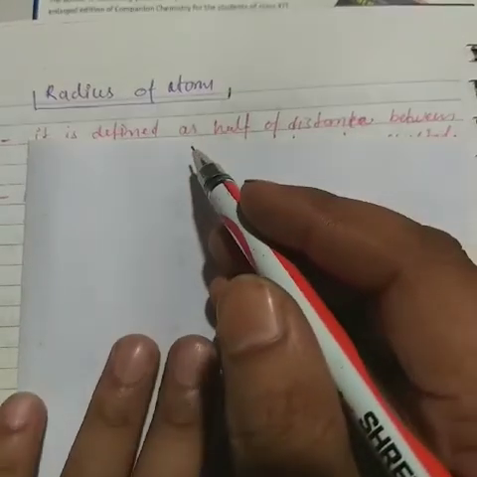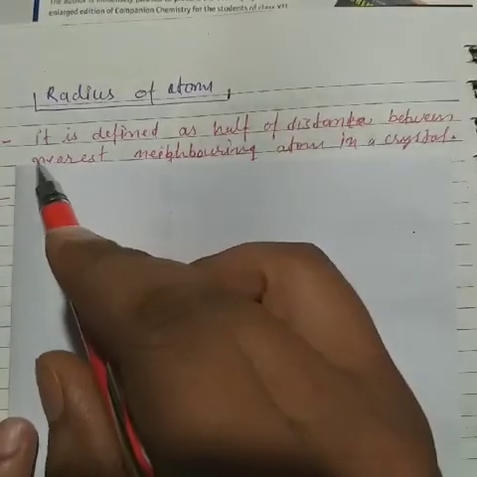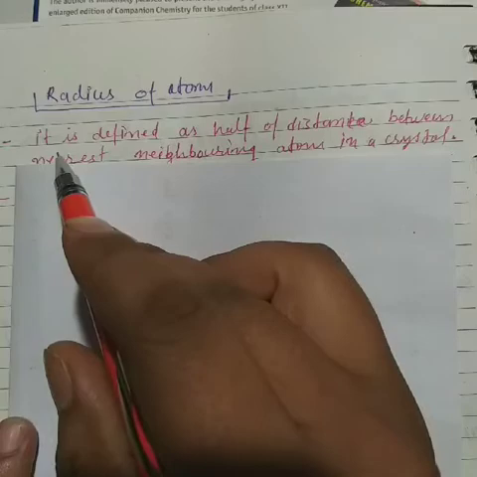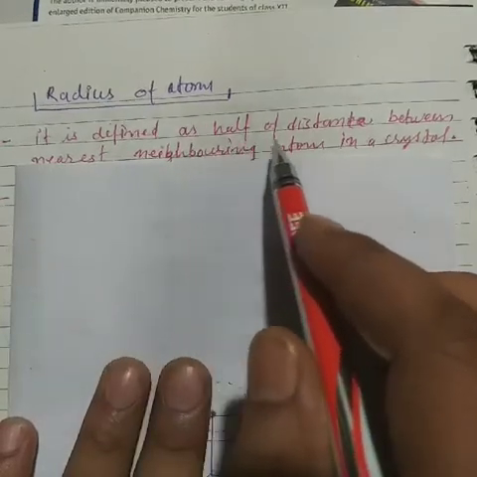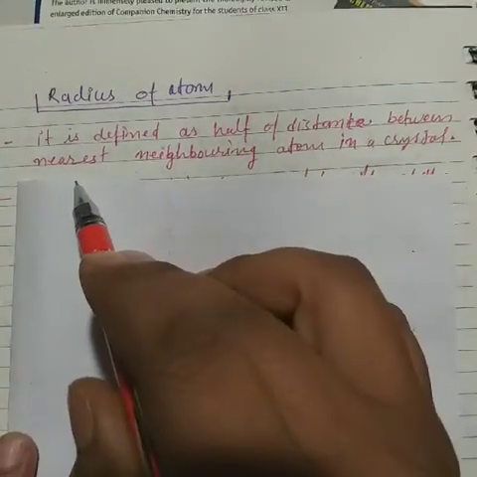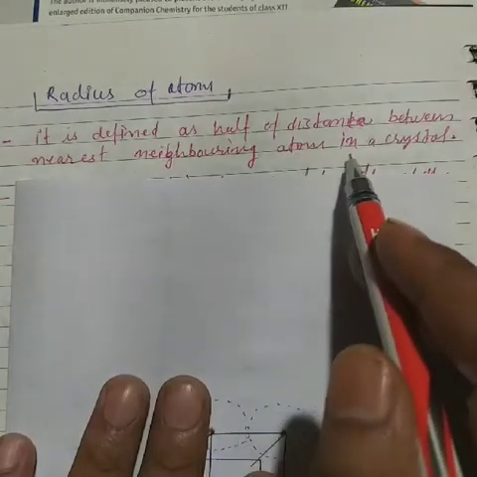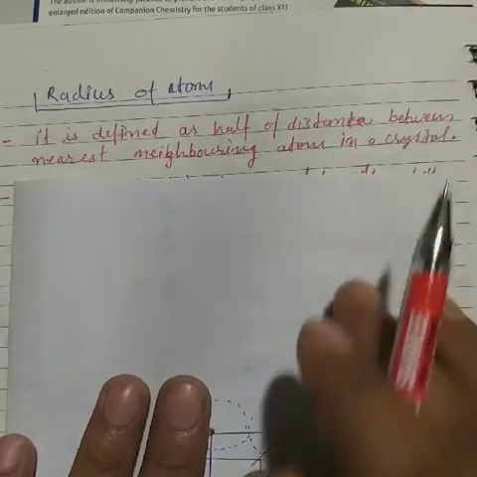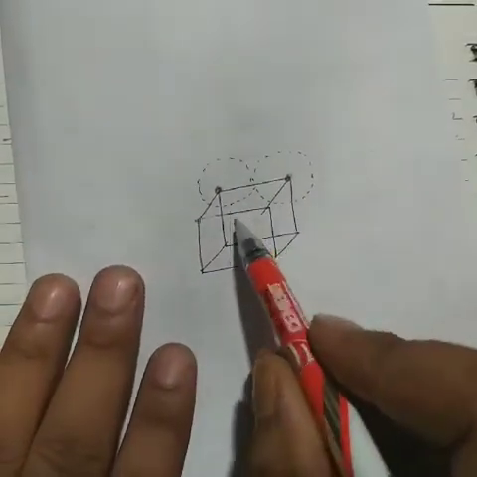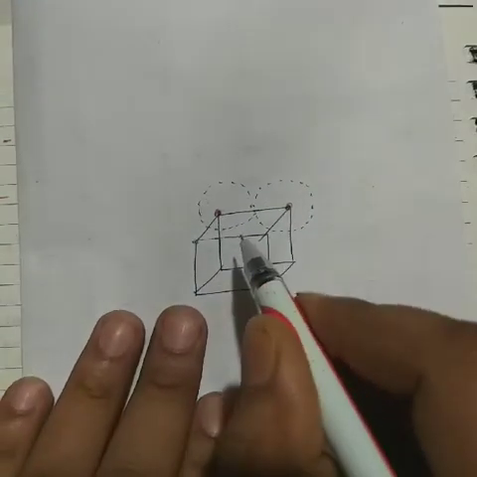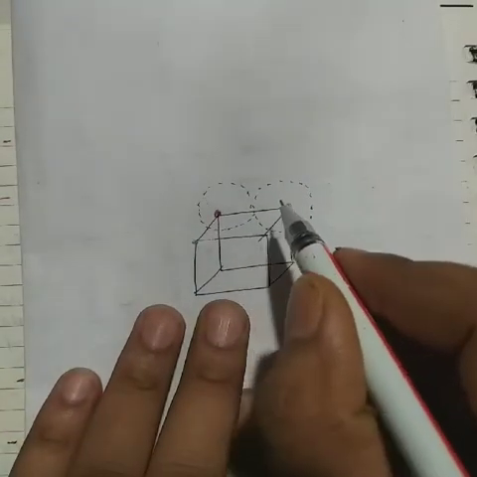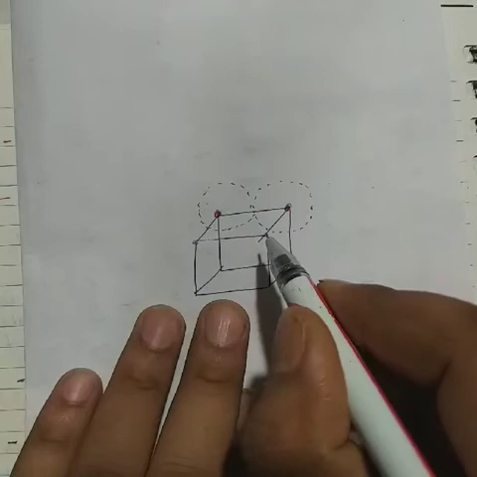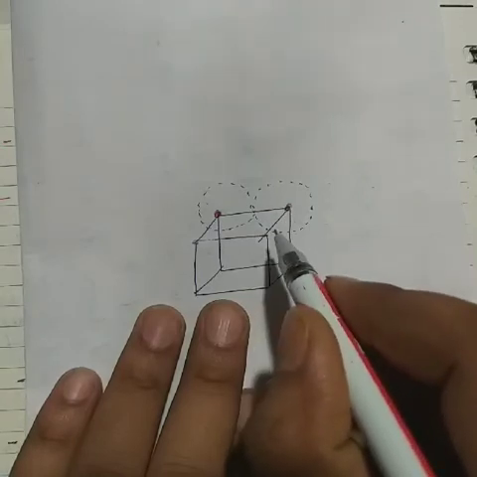Now what about radius of atom? Here is the definition. It is defined as half of the distance between nearest neighboring atoms in the crystal. Now I am drawing a crystal here. What about neighboring atoms? That means touching atoms. Touching atoms we call neighboring atoms.